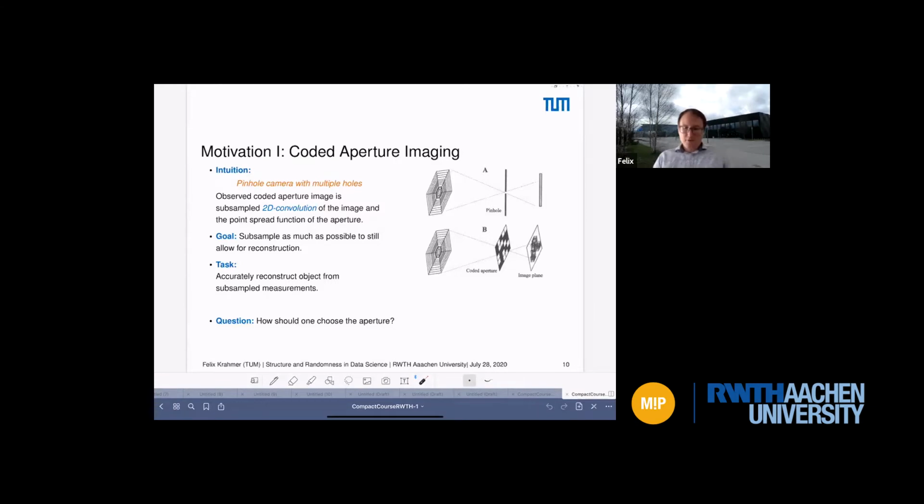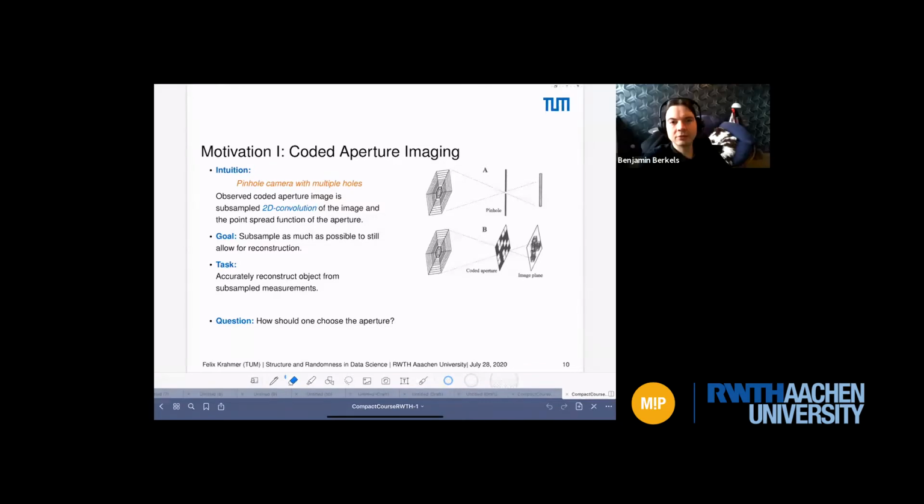Because if you think about it, you have different shifts of the objects and you superpose them, then what you get is a two-dimensional convolution of your object with the kernel corresponding to this aperture. And the hope then is, because you again have structure, that you could then subsample this and nevertheless recover from this limited information. The task then would be to accurately reconstruct the object from these subsampled measurements.